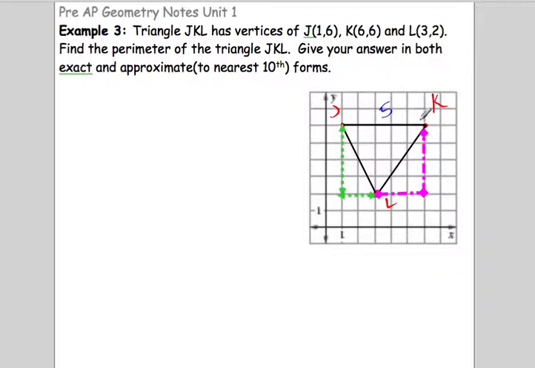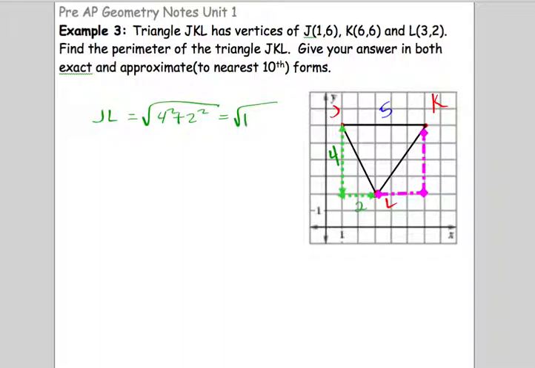So JK, I was able to count because it's perfectly horizontal. It's 5 spaces across. The green right triangle here to find JL has a base of 2, and this side is 1, 2, 3, 4. So I can do the Pythagorean theorem here with 4 and 2 for the sides. To find JL, I'm doing the square root of 4 squared plus 2 squared, because a squared plus b squared equals c squared, but to get c, you square root it. And this is basically what the distance formula would be if I simplified it for this problem.